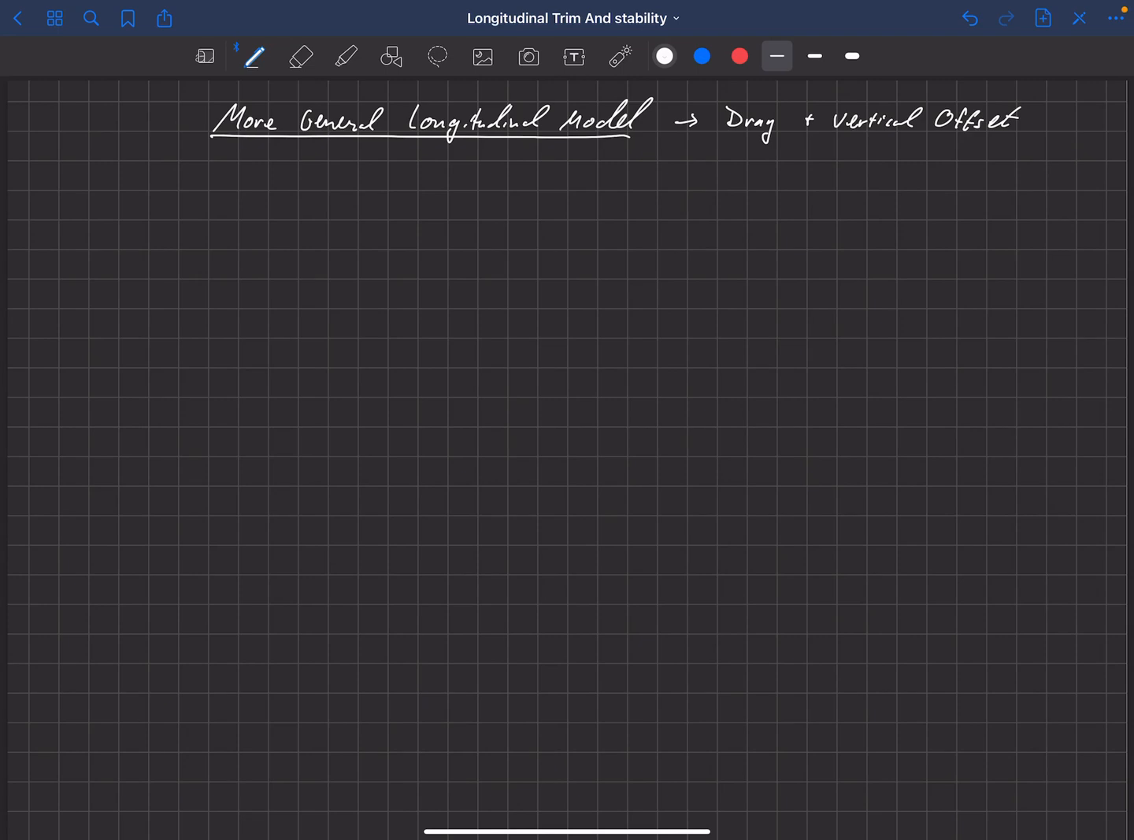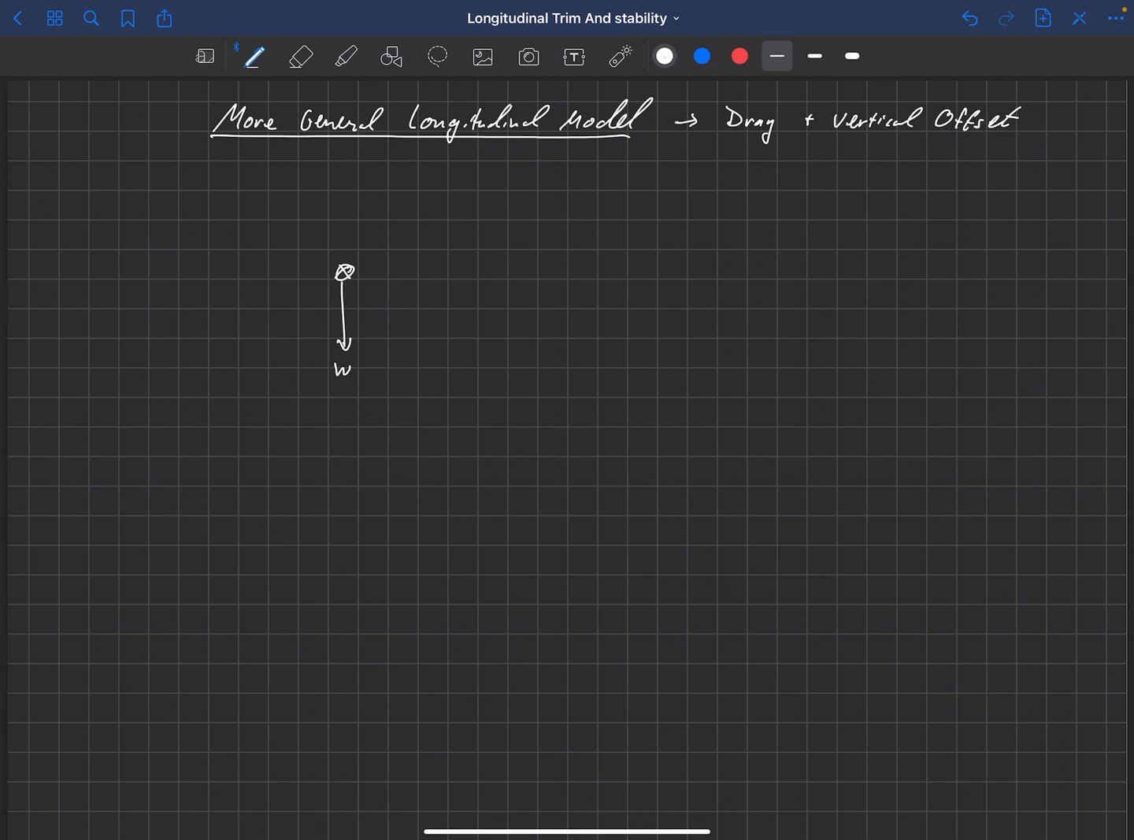We're now going to look at a more general longitudinal model with the intent of learning what happens when we add the influence of drag or a vertical offset of the lifting surfaces relative to the center of gravity. So we're just going to draw our center of gravity here, and weight acts down from there.